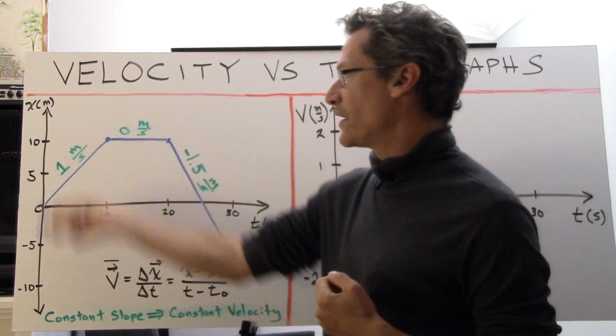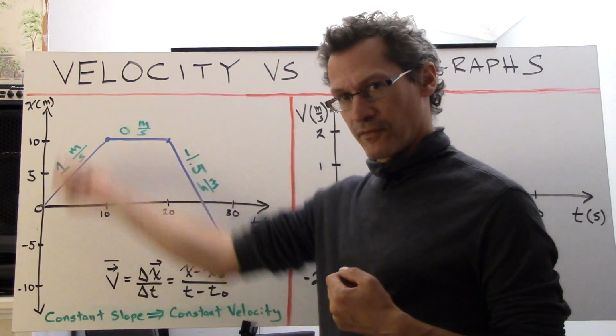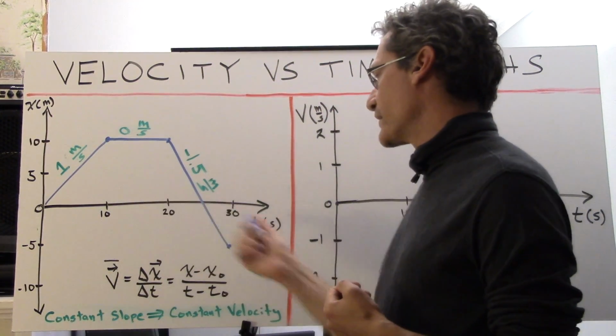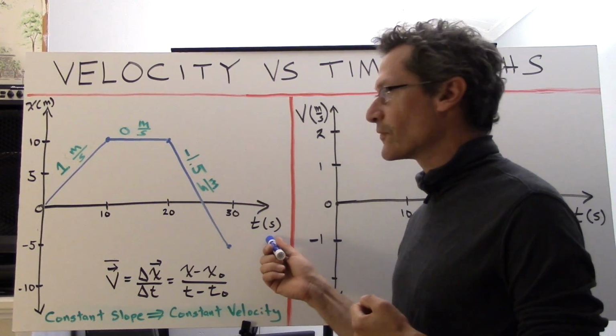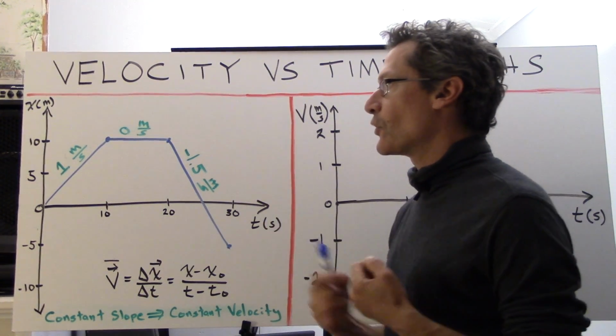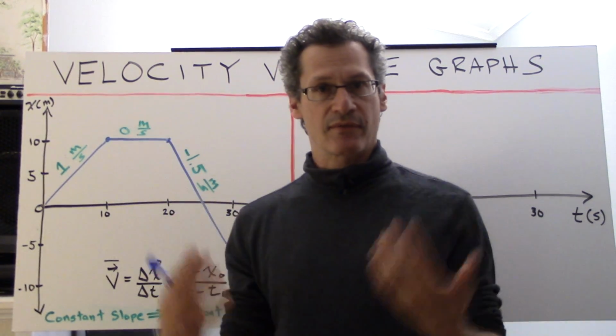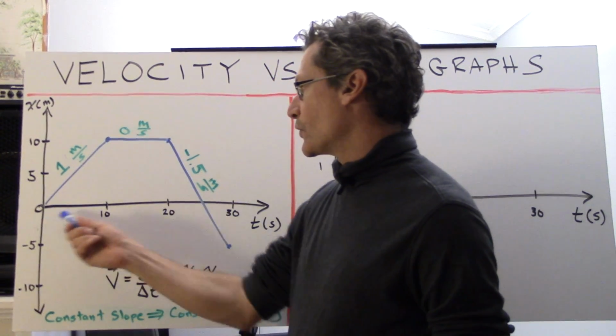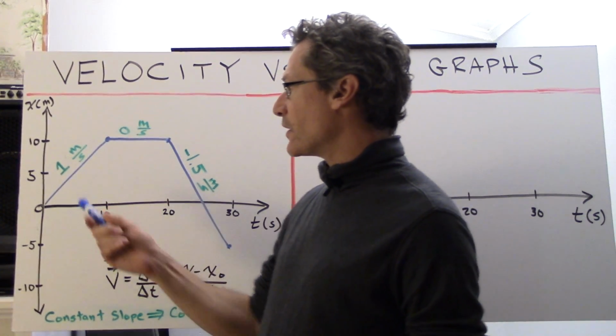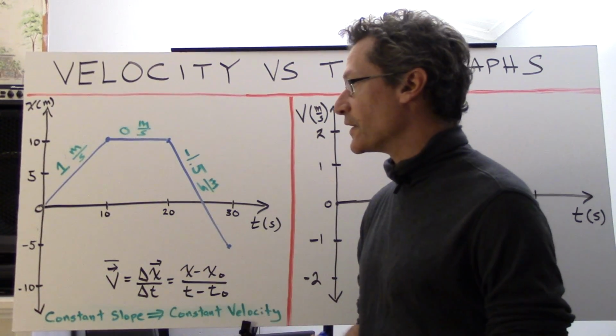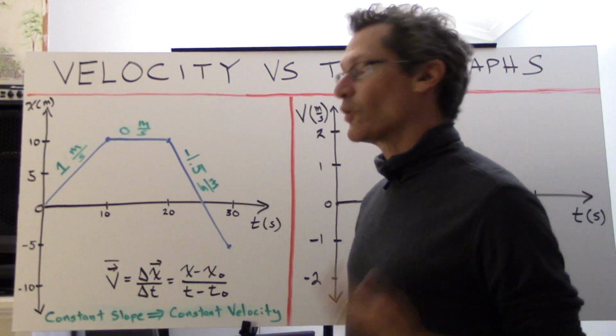x in meters on the vertical axis, and on the horizontal axis we have time in seconds. Okay, so we've got a simple motion here described by 3 different phases. During the first 10 seconds, the object, whatever it might be, is traveling at 1 meter per second. Well, how did I get that?